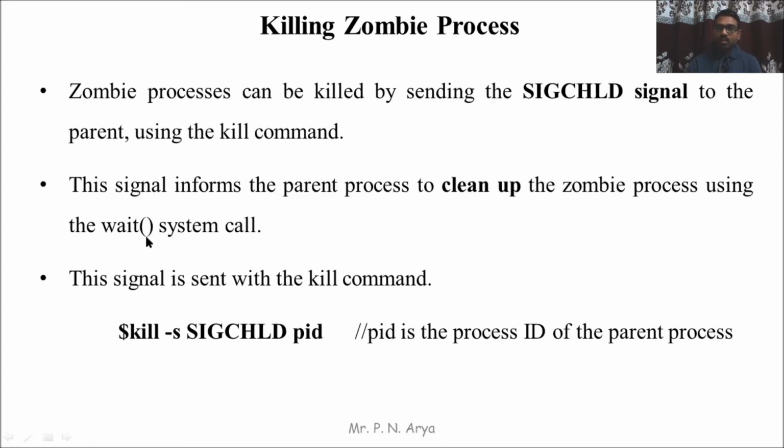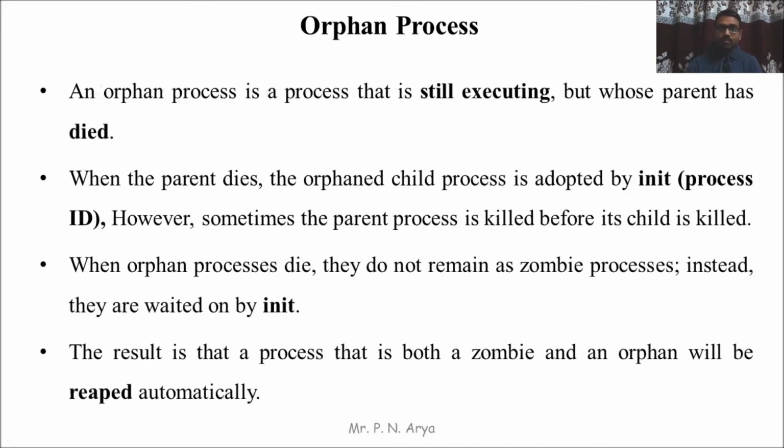So why use the wait function? The wait function is used by the parent process to know the status of whether the child has exited or not. This signal is sent with the kill command. The format is kill -s SIGCHLD PID, where PID is the process ID of the parent process. This command is used to kill the zombie process.